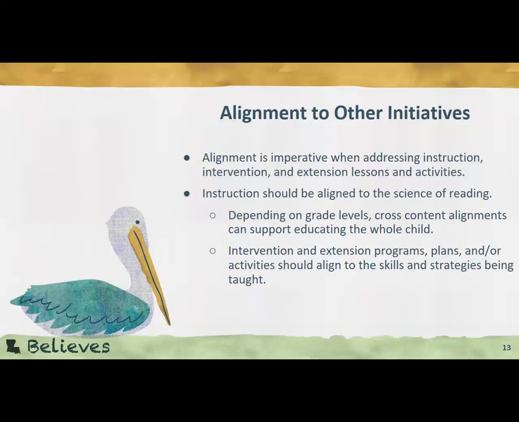Aligning across content areas can help support the whole child's development and learning because literacy is everywhere. For more information on support on content literacy, you can reference our content literacy support documents in the literacy library, which is located under the instruction, intervention, and extension pillar category.